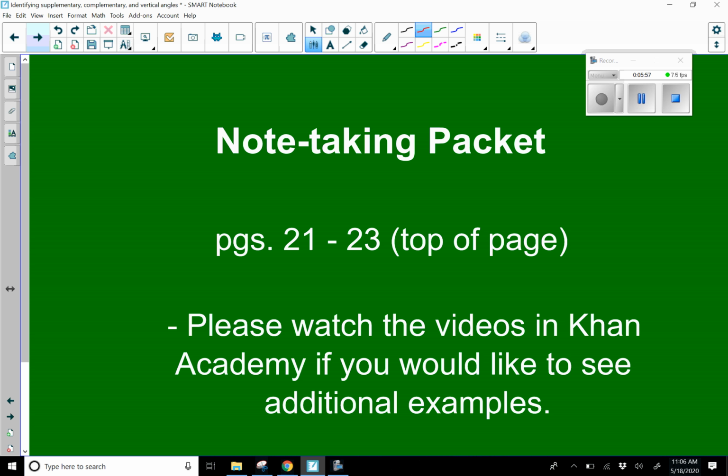The correlating note-taking packet pages are pages 21 through 23, just to the top of the page. And again, you can always watch the videos in Khan Academy if you would like to see additional examples.